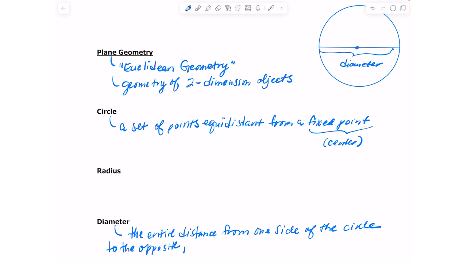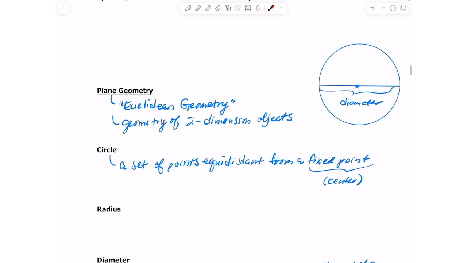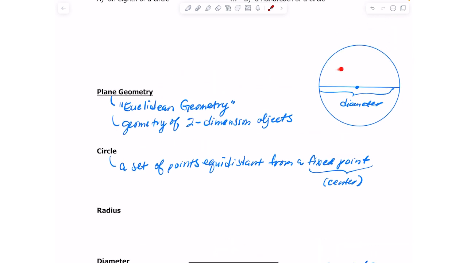Okay, and it's important that we say that it passes through the center because there are other segments that can go from one side of a circle to the opposite. Like I can draw another segment here, but that would not be the diameter. We call that a chord, C-H-O-R-D. Okay, so we're just going to focus on diameters.